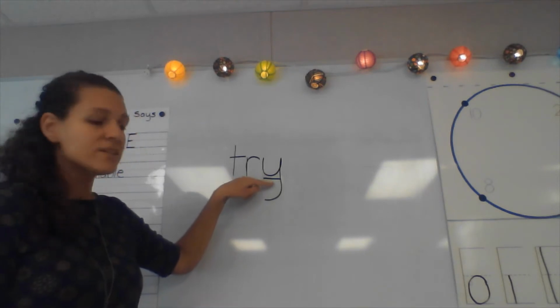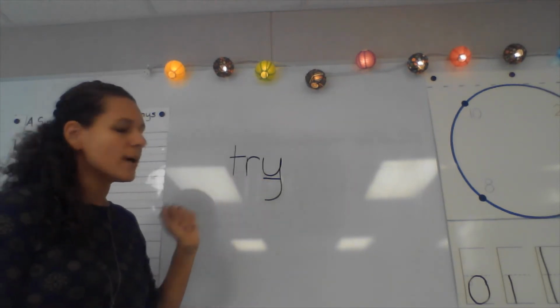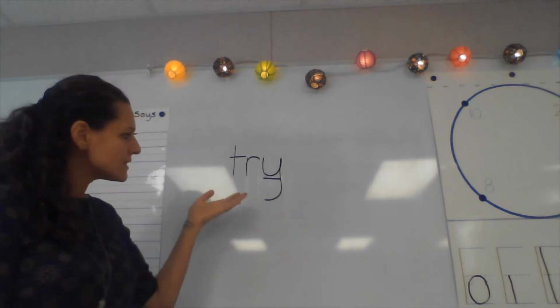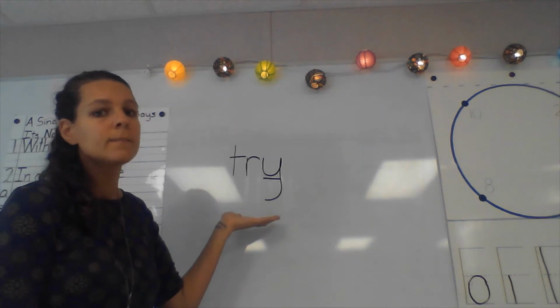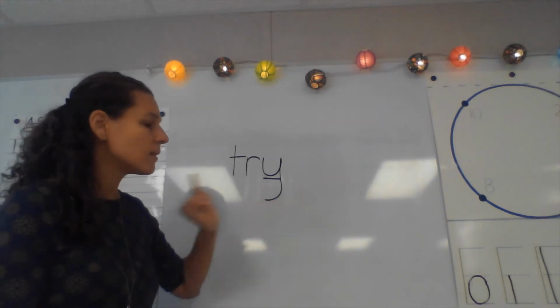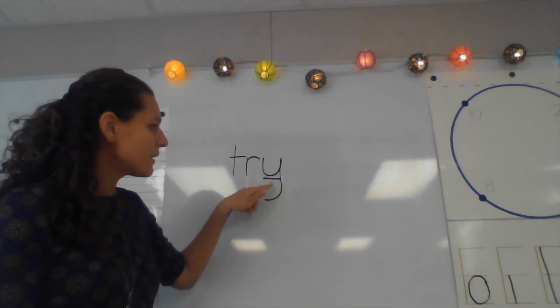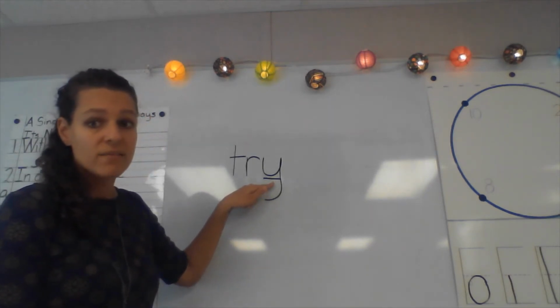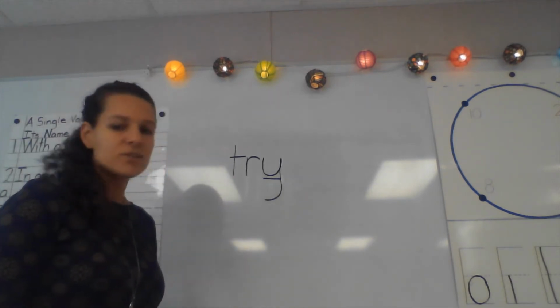Since Y is underlined, we know to say I. All right, good. Try. And class, is this a closed syllable or an open syllable? Very good. It's an open syllable with one of our less consistent vowels, but it's open because it ends with the vowel, and the vowel is saying its name.